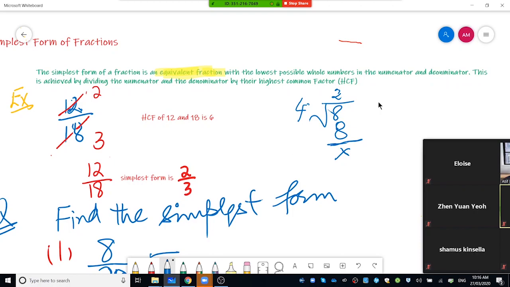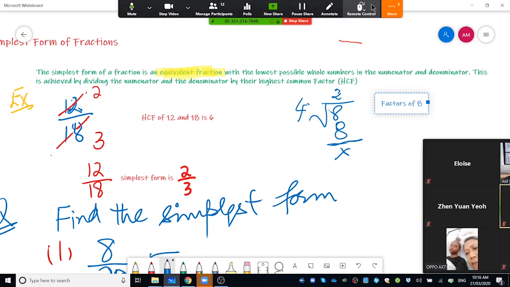So if we write the factors of 8, let me write it here and type it. What are the factors of 8? Can you, the students, tell me what the factors of 8 are? Just type in your chat so that I know that.